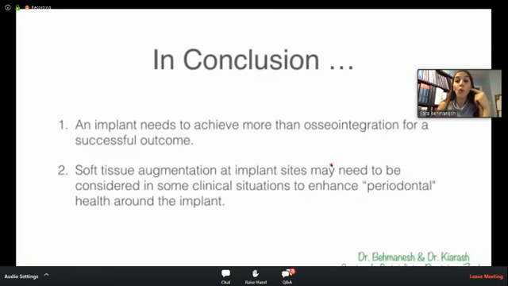So in conclusion, we need more around implants to achieve a successful outcome. It's not just about osseointegration or lack of pain or lack of bone loss. Aesthetics plays an important role. Part of the aesthetics comes from the management of the soft tissue around the implant. So we need to know the biology of the soft tissue, the biology of the healing around the implant in order to achieve these results.